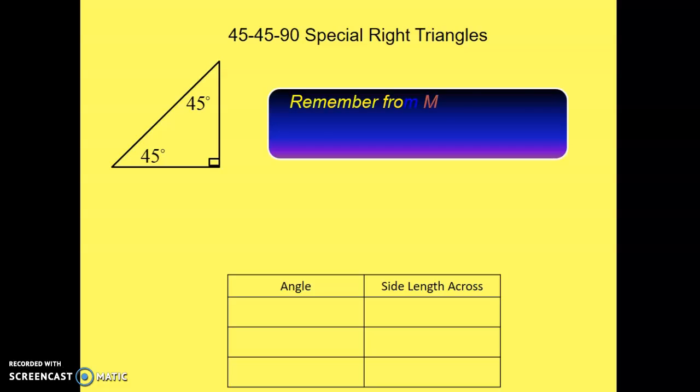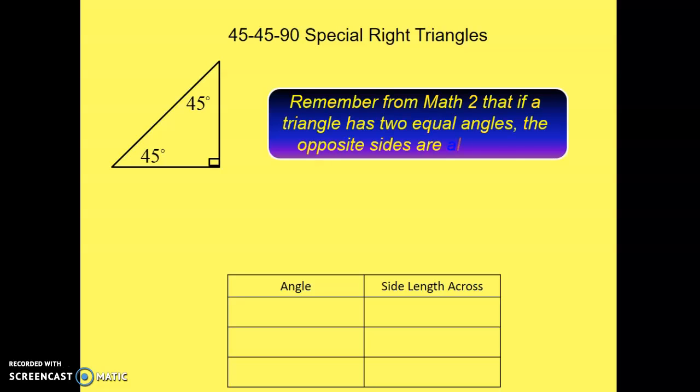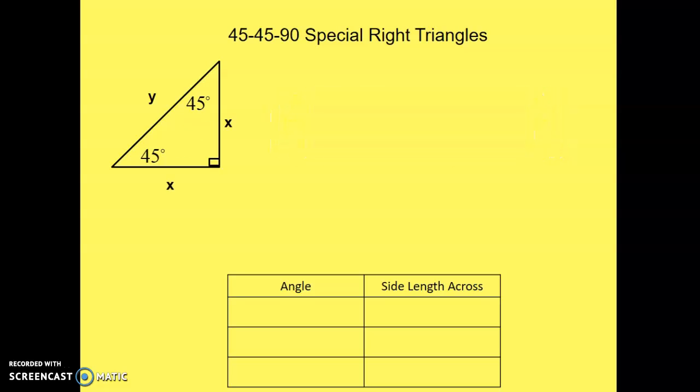Okay? Now, one thing about this is in Math 2, if you were doing triangle pieces, you should remember that if a triangle has two equal angles, the opposite sides are also equal. Because this becomes an isosceles triangle. So that means we don't have x, y, and z. We have those two sides across from the 45s are both the same, so we're going to label them both as x. It's going to save us some trouble. We're going to put y as the hypotenuse. Now, because the angle degrees are different, the side lengths aren't necessarily the same as the 30, 60, 90.